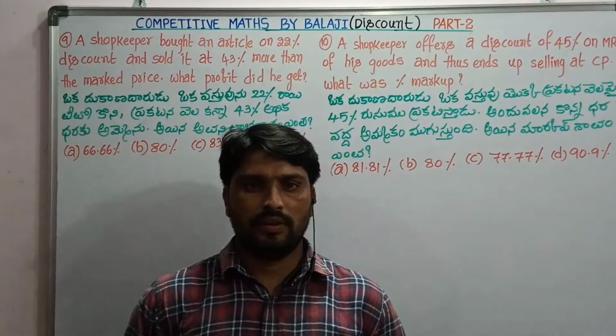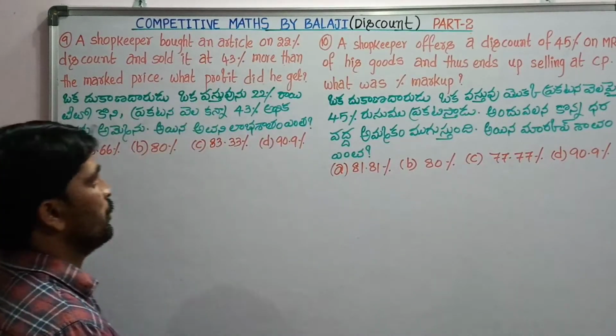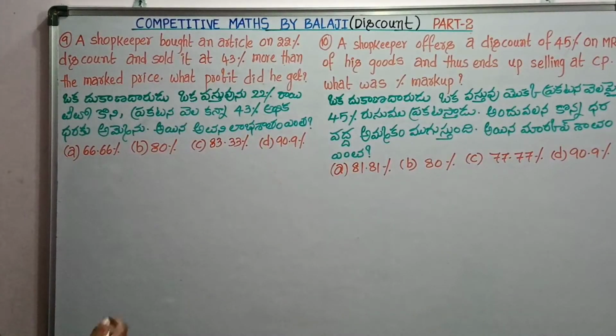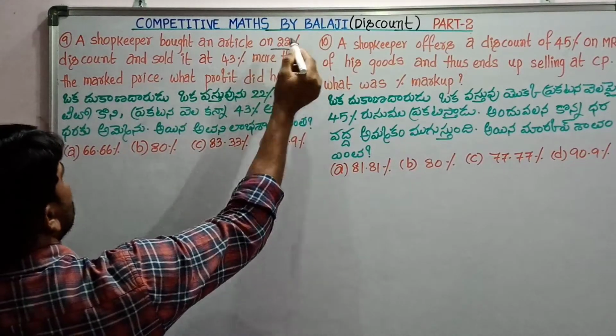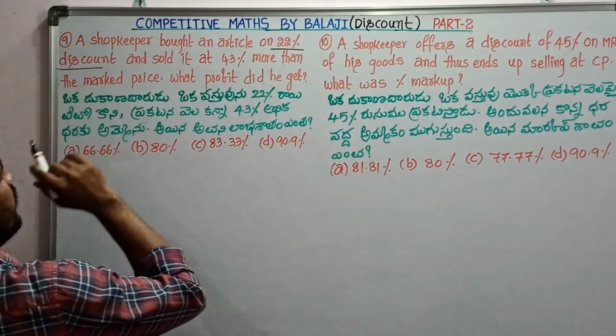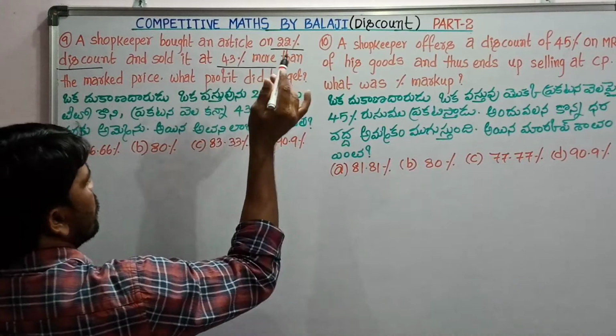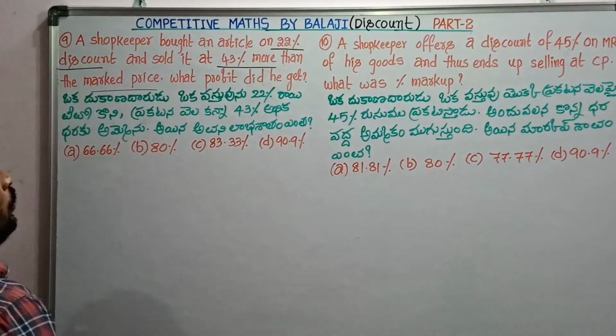Okay. Next question. Question number 9. A shopkeeper bought an article at 22% discount and sold it at 43% more than the market price. What profit did he get?